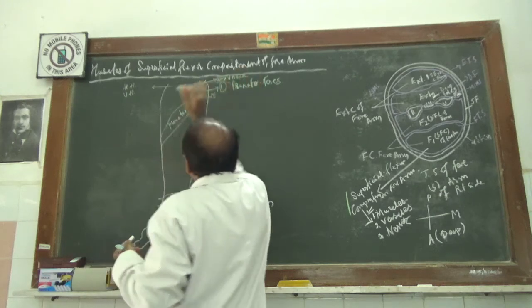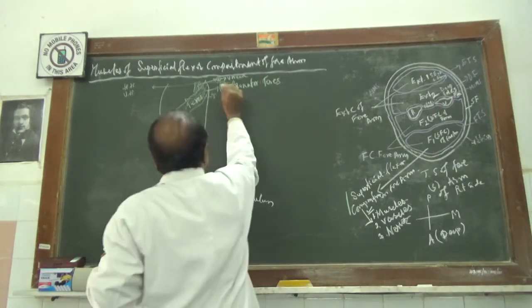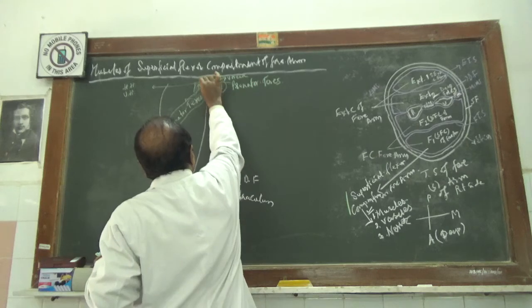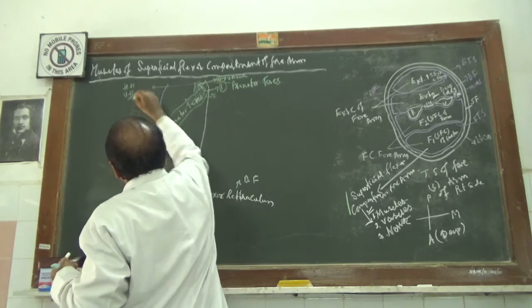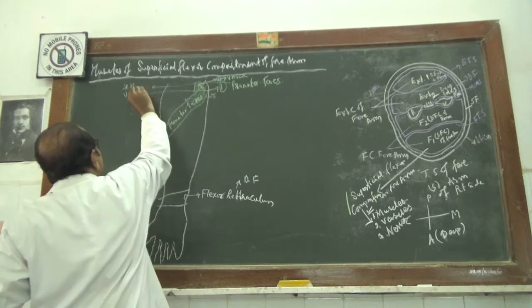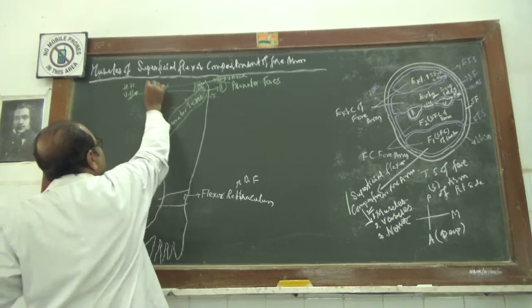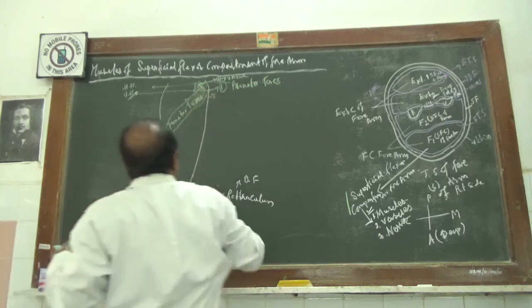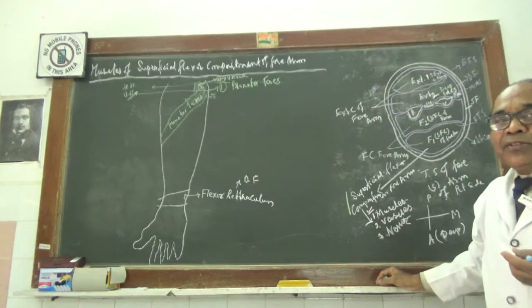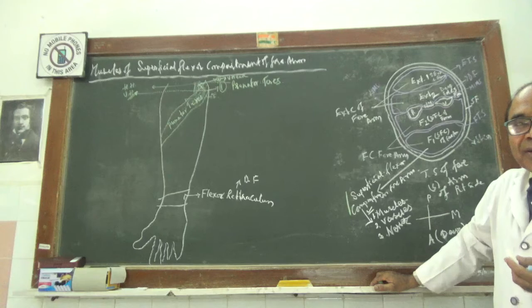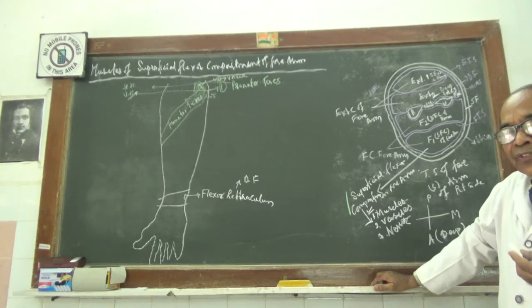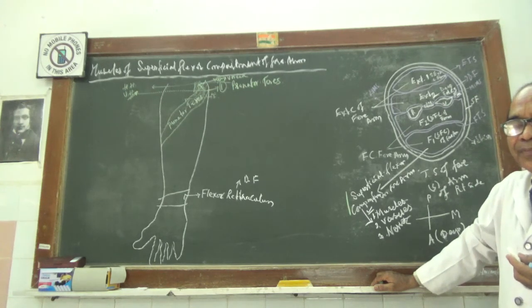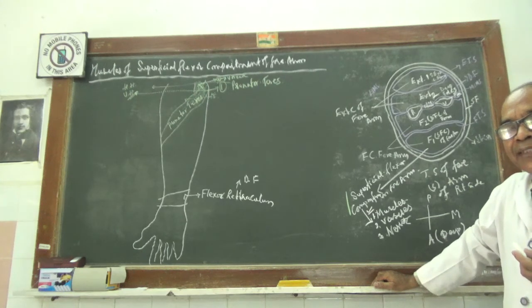Now the ulnar head of the pronator teres takes origin from the anterior and the medial surface of the upper portion of the ulna, very close to the medial and anterior portion of the coronoid process of the ulna.